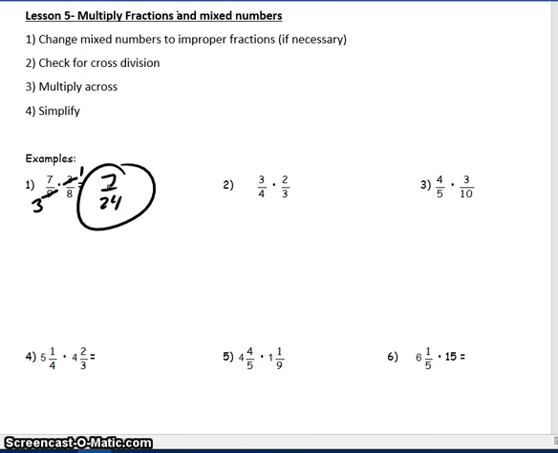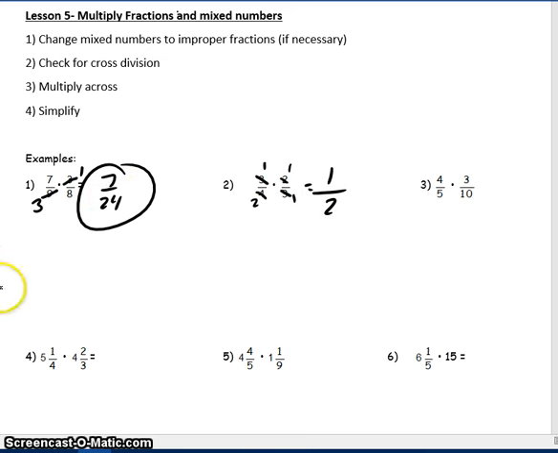All right, so again, no mixed numbers. So again, I'm on the diagonals looking for cross division. Is there a number that fits into 3 and into 3? And you say, yes, 3 does. 3 fits into 3 once, and 3 also fits into 3 once. How about 2 and 4? Well, 2 fits into 4 and 2 fits into 2. So 2 fits into 4 2 times, 2 fits into 2 one time. Now I can multiply across. 1 times 1, 1. 1 times 2 is 2.